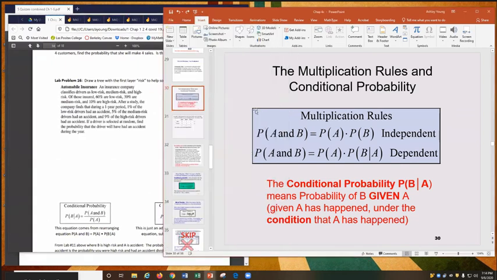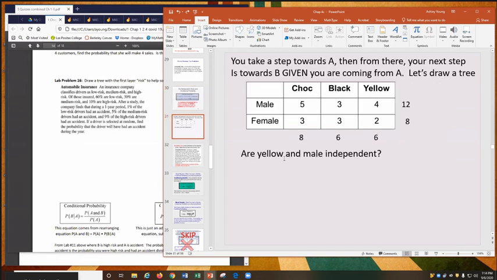We talked about this earlier: multiplication rules and conditional probability. So again, if it's dependent, the probability of A happening and then B happening is the probability of A multiplied by the probability of B, given that A has happened. I think of it like a tree, branching off. So if I want to know yellow and male, I'd find the probability of yellow, and then assume that I've gone yellow.